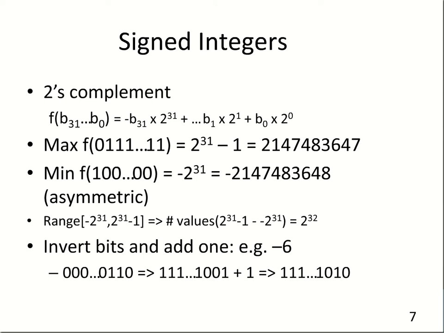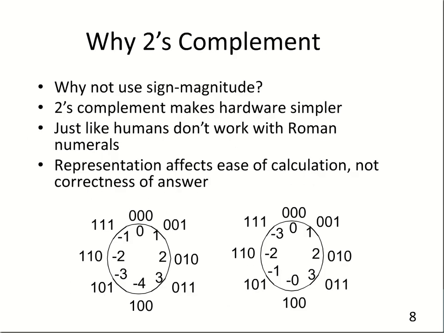The quick trick for determining the 2's complement or the negative representation of a number, if you have a negative number like minus 6, is to write it out in binary. You invert all of the bits and you add 1. Here's a quick example that you can review if you don't remember how to do this.